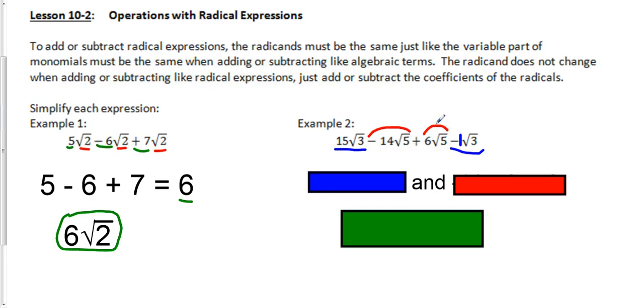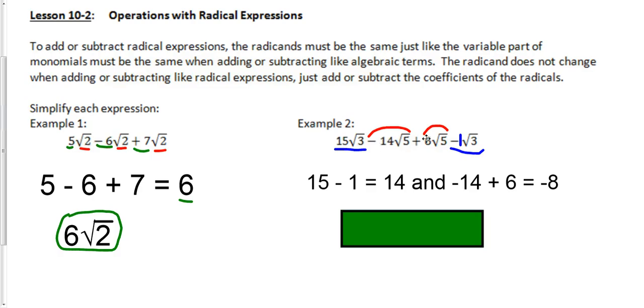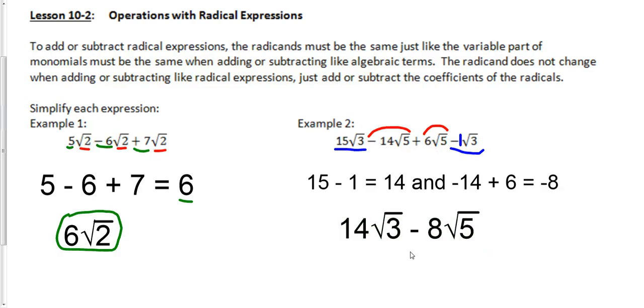We're adding it on. So what these two are going to look like, our 15 minus 1 becomes 14. So that would be 14 square roots of 3. Our negative 14 plus 6 becomes negative 8. So that's negative 8 square roots of 5. So when you put it all together, it's 14 square roots of 3, take away 8 square roots of 5. Now again, because this is 3 and this is 5, these can't combine. They also cannot reduce anymore. We can't simplify square root of 3 and square root of 5, so this would be our final answer.